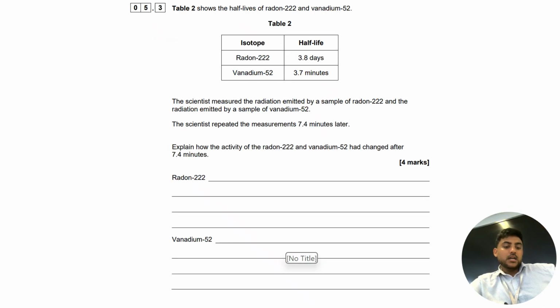5.3. Now, in this table, it shows the radon half-life and the vanadium half-life. Scientists measured the radiation emitted by a sample of radon-222 and the radiation emitted by a sample of vanadium-52. They repeated the measurements 7.4 minutes later. Explain how the activity of radon-222 and vanadium-52 had changed after 7.4 minutes. Well, radon will almost have the same activity because 7.4 minutes is only a small fraction of its half-life, which is 3.8 days.